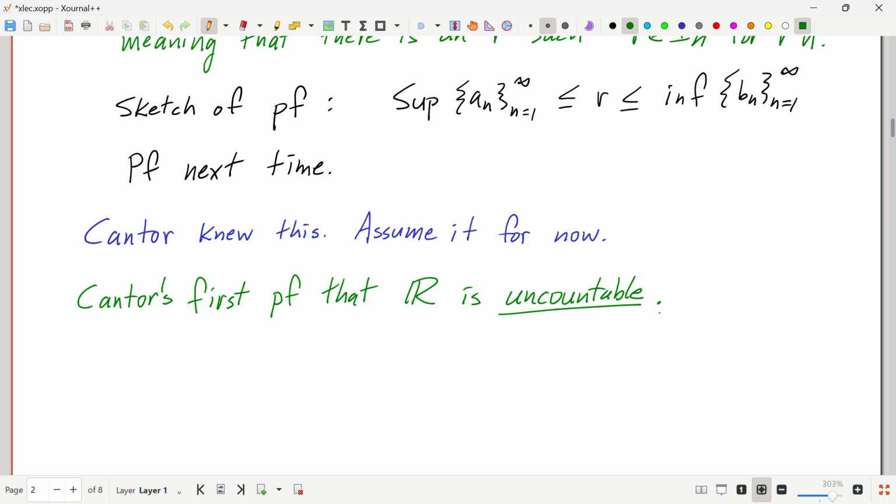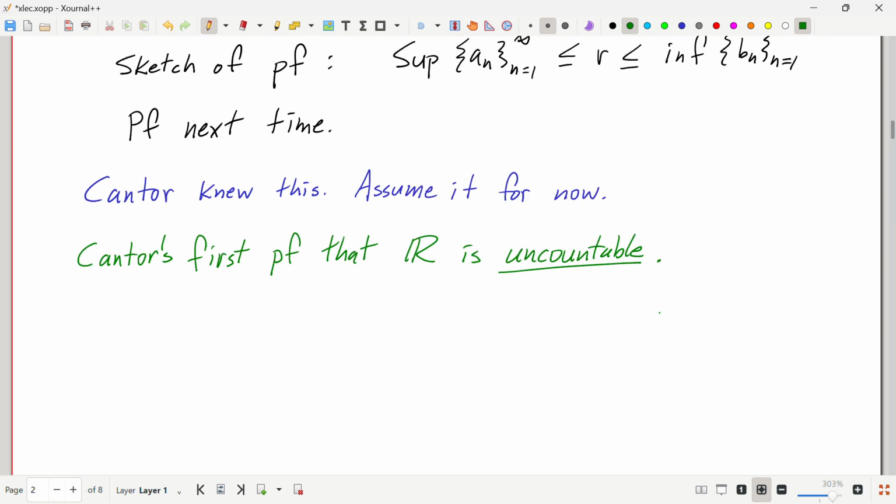Okay, let's suppose, so of course we're going to do it by contradiction. Suppose R is countable. R is clearly infinite because it contains the natural numbers. So let's suppose R is countable. So remember what countable means. It means either finite or it's infinite, but it can be put into one-to-one correspondence with the natural numbers.